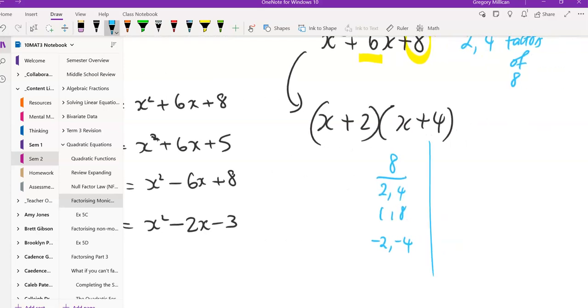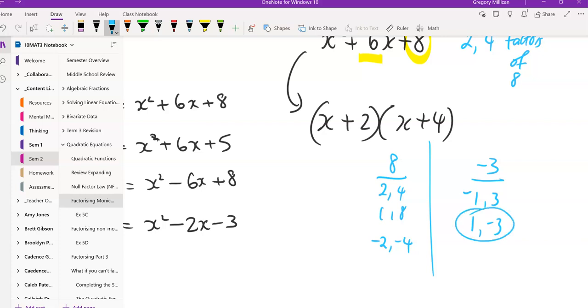Okay, let's do the last one. This time we're looking for factors of negative 3. Okay, so what are the factors of negative 3? Well, 1 and 3, are they factors of negative 3? Okay, so negative 1 and 3 or 1 and negative 3. Which combination of those would I add together to give negative 2?